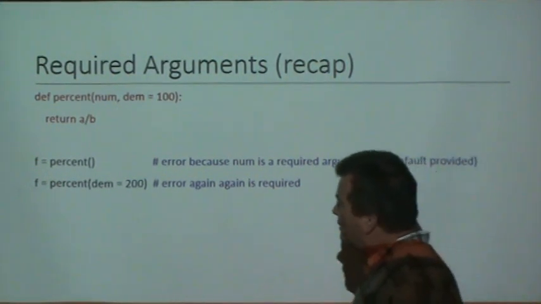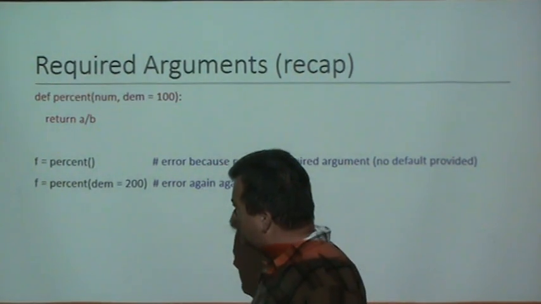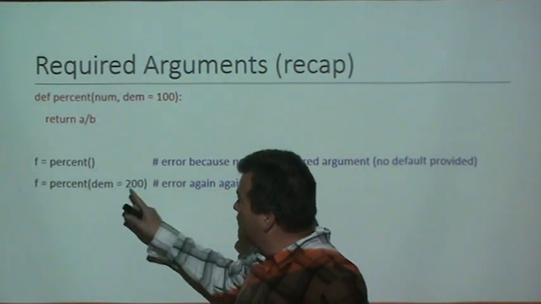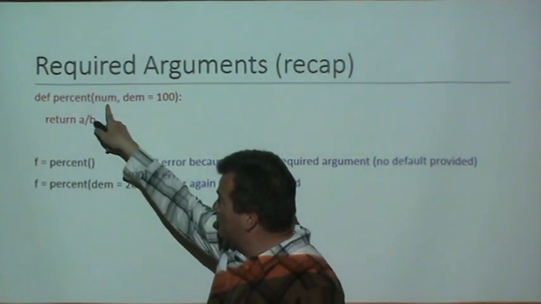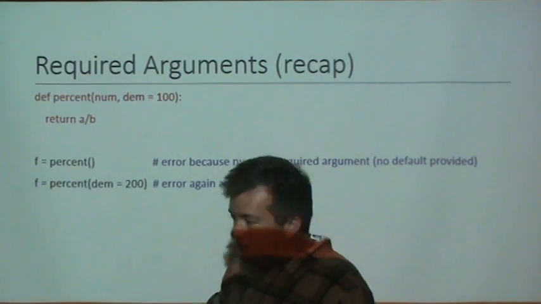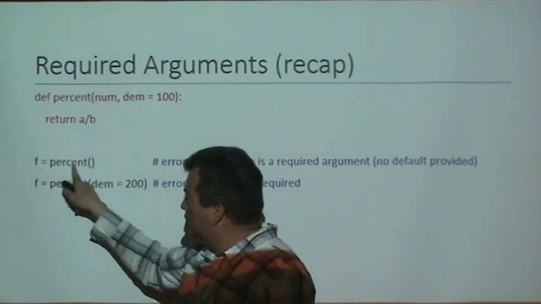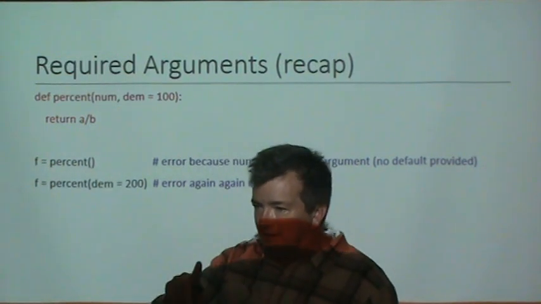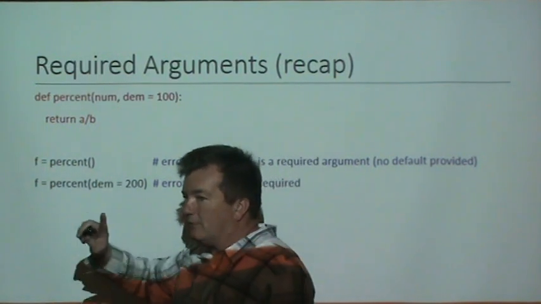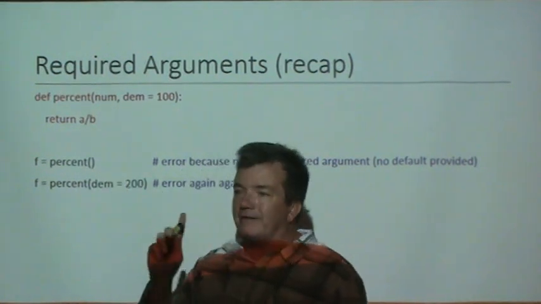Okay, so required arguments versus non-required arguments. So for example, if you had this function, the numerator is required, the denominator is optional. Suppose I said f equals percent and I supplied nothing, I'm going to get an error. Why? Because I was required to supply a numerator and I didn't.